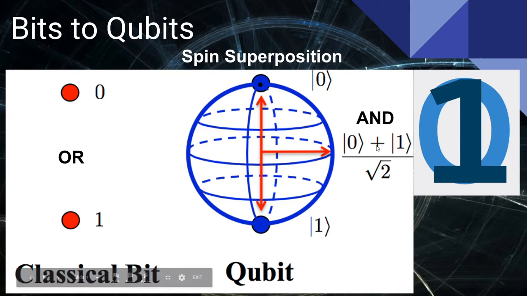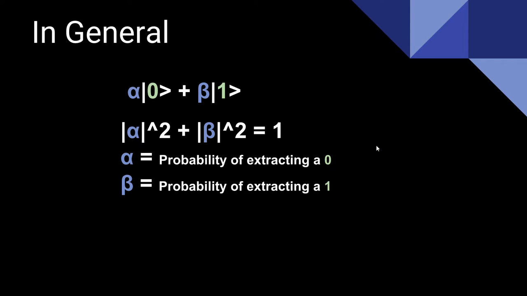If you have a superposition state that is 50% 0 and 50% 1, it's represented right here, and that is our qubit state. So in general, when you have a qubit in the superposition state, you can represent it by alpha times the 0 state plus beta times the 1 state. The magnitudes of alpha squared and beta squared have to add up to 1. Alpha can be thought of as the probability of extracting a 0, and beta can be thought of as the probability of extracting a 1.